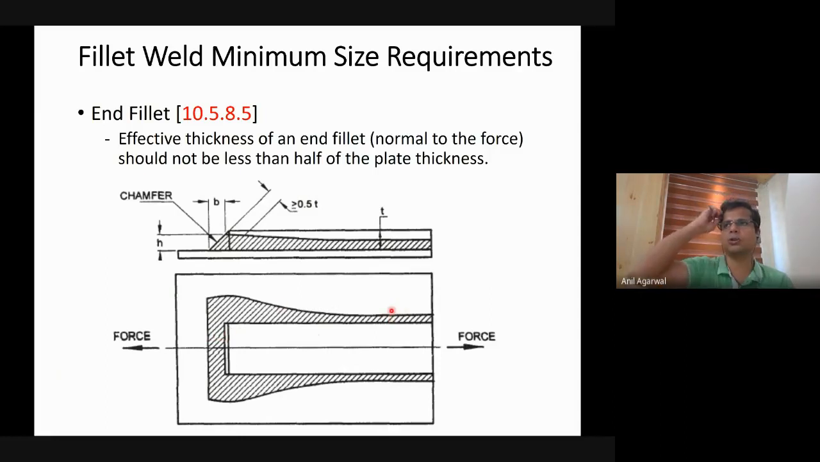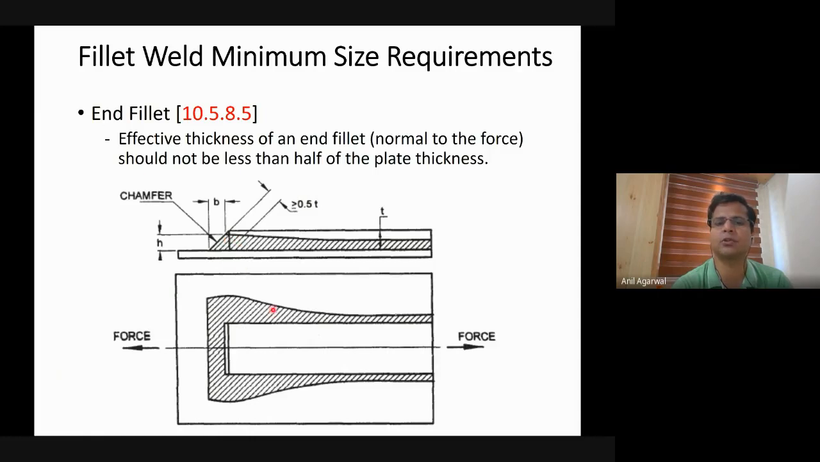That depends on your load requirement. So let's say the load is not very high and you require a smaller size weld everywhere. So here the weld is smaller, but near the ends the weld is larger. And then what the code also says is that you have to do a gradual transition from this small size weld to the larger size weld.